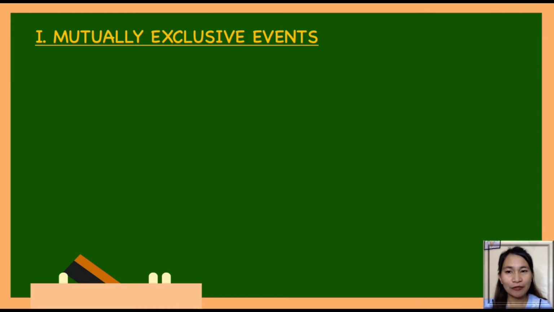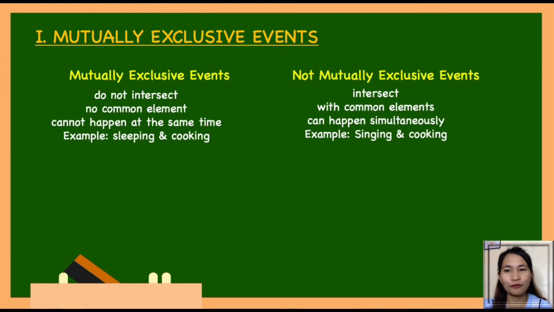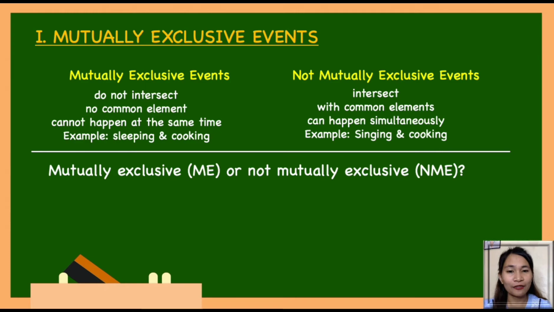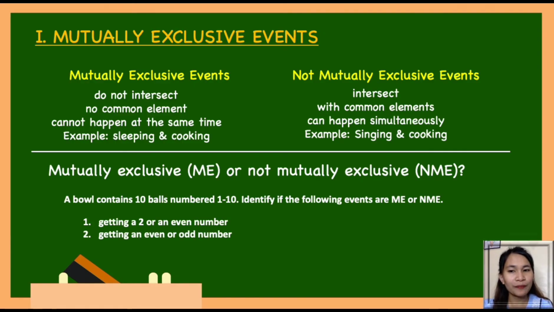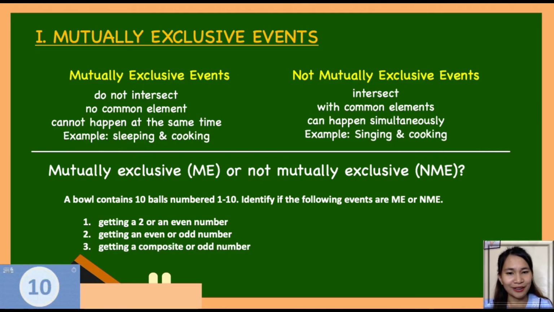Okay, so using the definition or characteristics of mutually exclusive events and not mutually exclusive events, identify if the following events are mutually exclusive, ME, or not mutually exclusive, NME. So this is the situation. A box contains 10 balls numbered 1 to 10. Identify if the following events are ME or NME. Number 1, getting a 2 or an even number. Number 2, getting an even or odd number. Number 3, getting a composite or odd number.